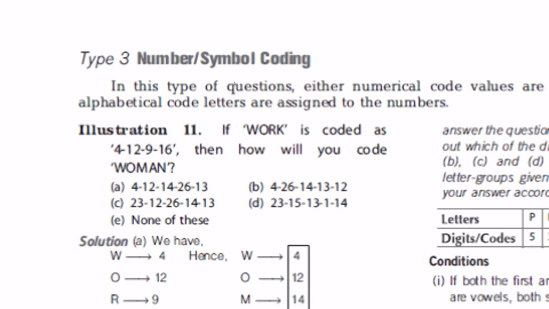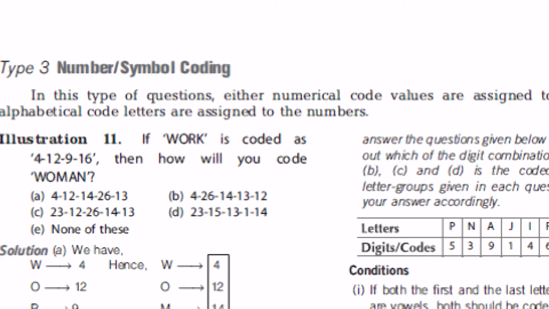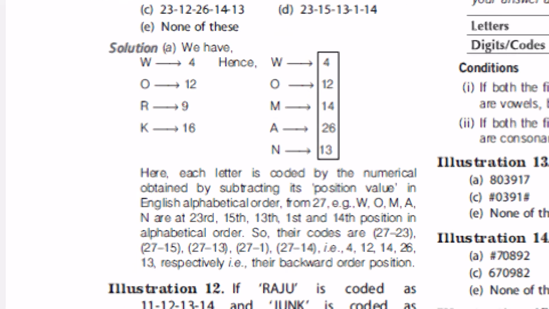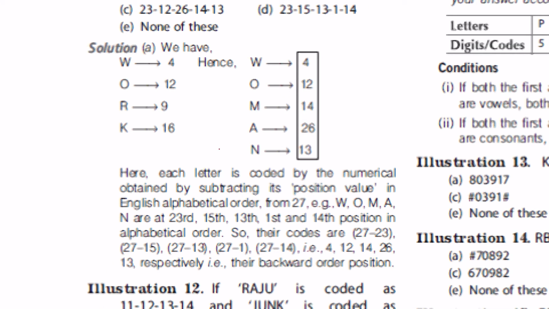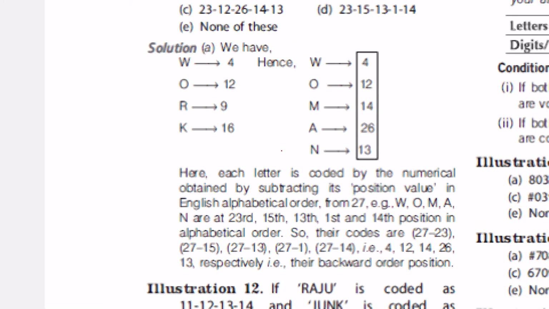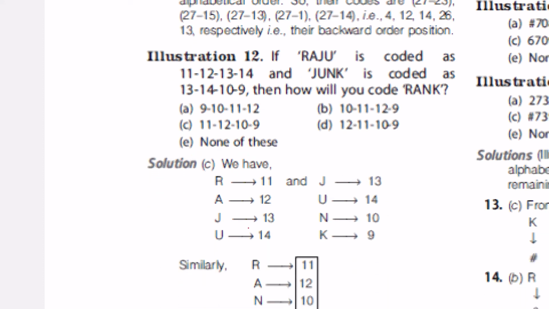So yeah, this is the previous one I've told you, that is illustration, and same I've told you like that, but I did not draw this. Okay, next one. You can see that here each letter is coded by the numerical obtained by subtracting its position value in English alphabet from 27. So I have told you that. Let's move to the next question over here.